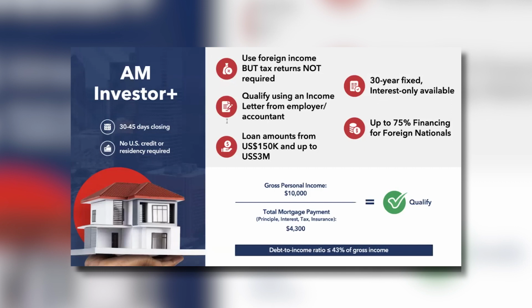How this works, if you look on the bottom, we would take whatever is listed in your letter, your gross personal income, and we need to have that at least at a 43% debt to income ratio. And the debt to income ratio is calculated only on the debt in the US. So if you're a global investor, most likely you will have only the mortgage for the property.